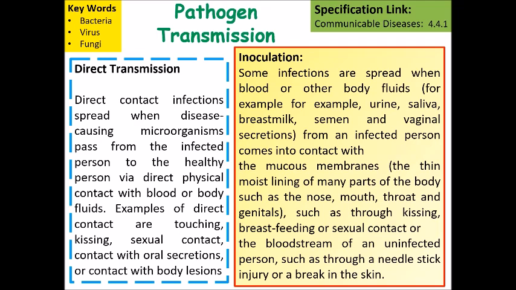Inoculation. Some infections are spread when blood or other bodily fluids, such as urine, saliva, breast milk, seminal fluid, from an infected person come into contact with the mucous membrane of somebody who does not have the disease. This type of infection is quite often linked to sexually transmitted diseases or diseases that are spread by people who are taking drugs and sharing needles with each other.